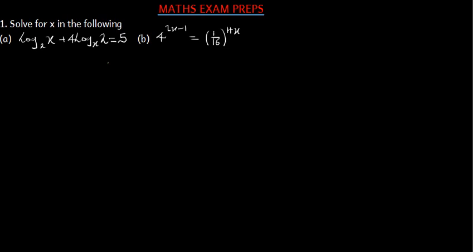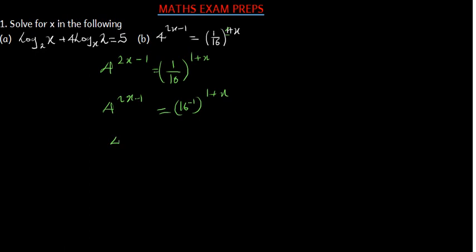So we want to find the value of x where 4 to the power 2x minus 1 is equal to 1 over 16 to the power 1 plus x. Now our aim is to make sure that the bases are the same. So what we have is 4 to the power 2x minus 1 is equal to, well, 1 over 16 can also be written as 16 to the power negative 1. And then we've got 1 plus x.